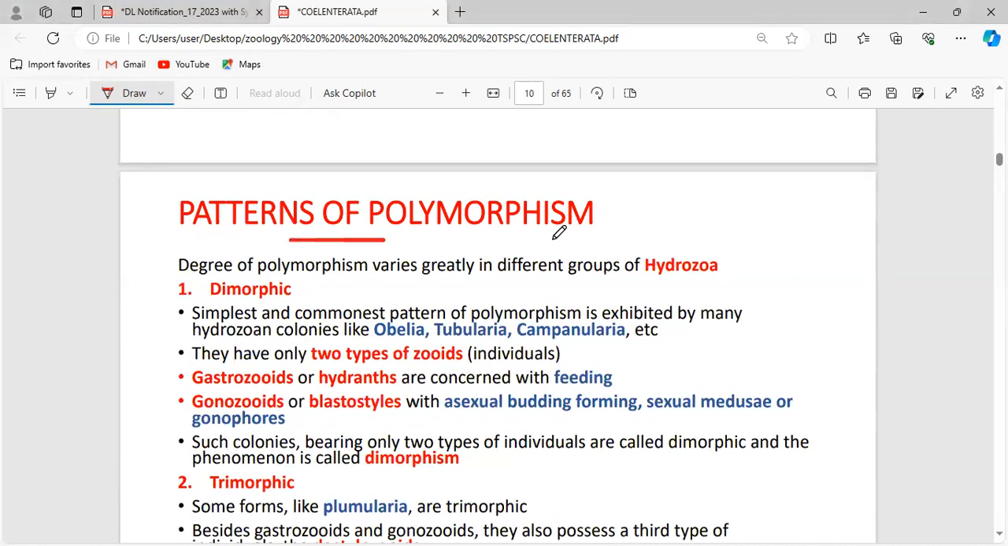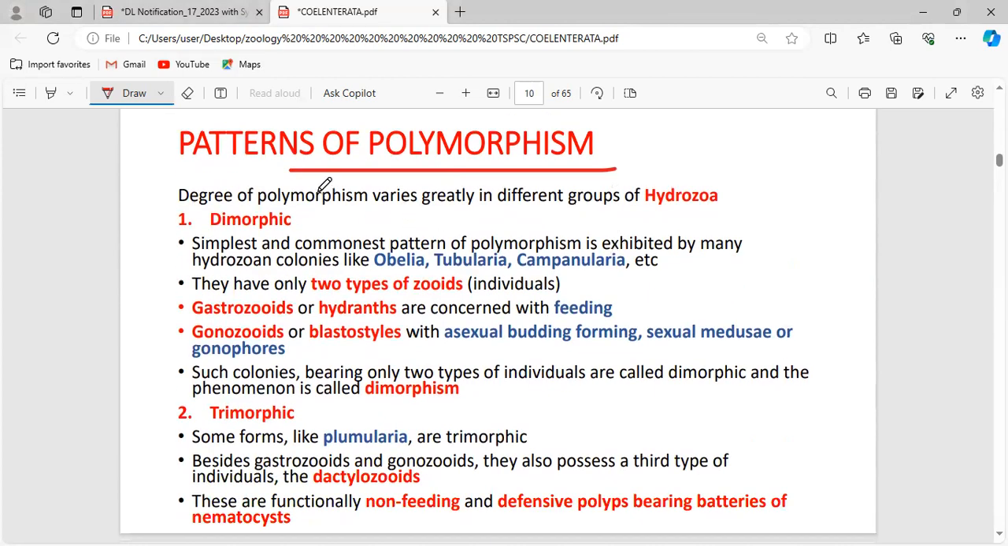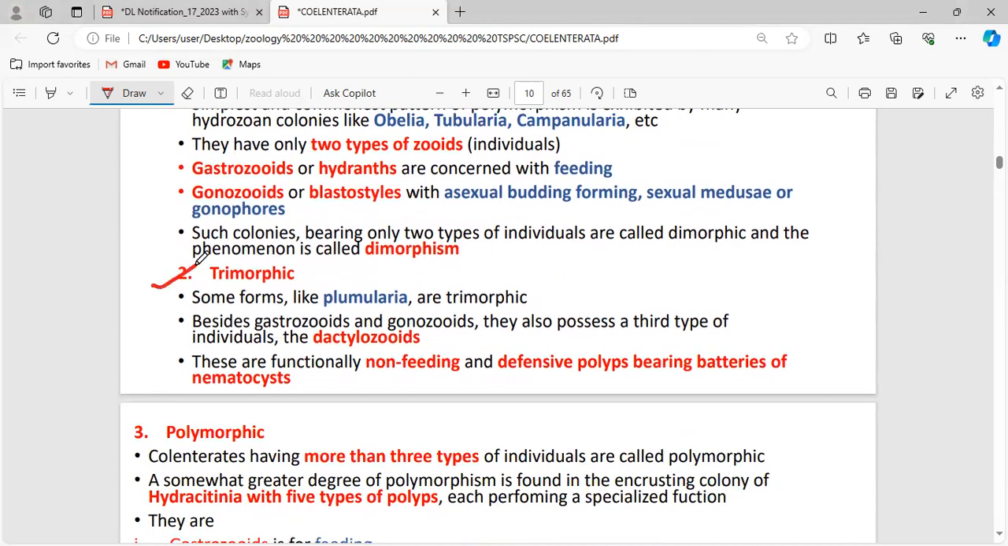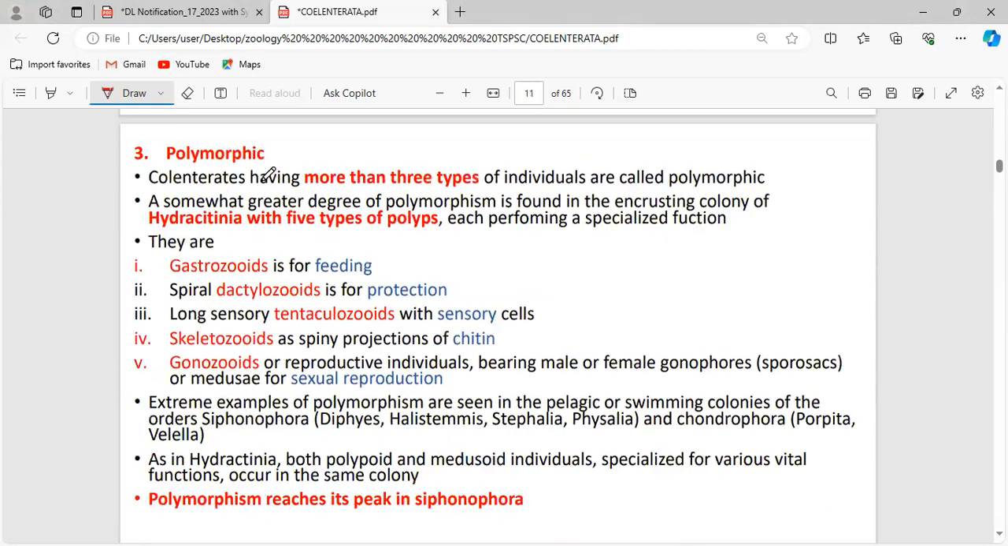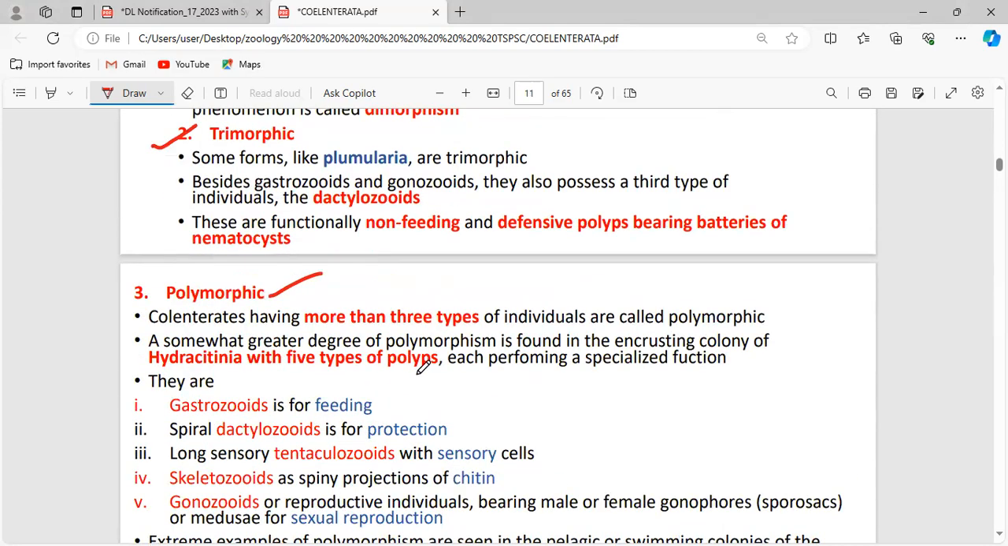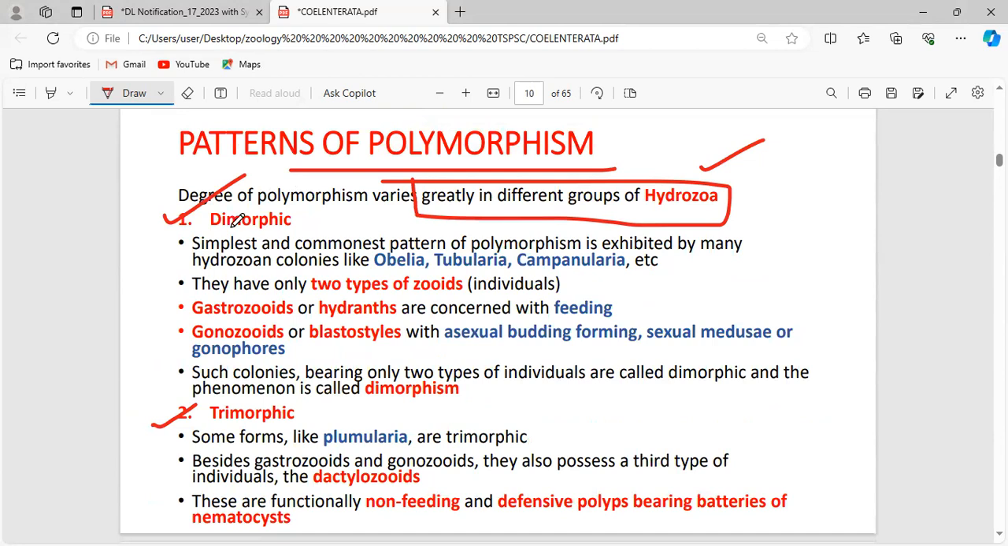Now, see, patterns of polymorphism. This polymorphism varies greatly in different groups of Hydrozoa, but the common point is that polymorphism is the characteristic feature of Hydrozoa. First one is dimorphic, trimorphic, polymorphic. See, listen carefully. These are all important concepts.